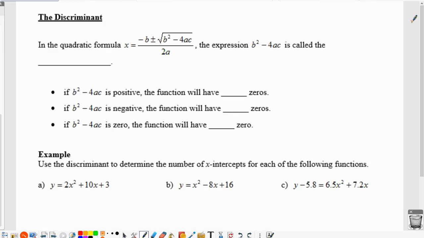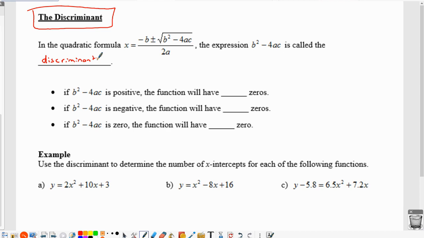All right. The discriminant. In the quadratic formula, x equals negative b plus or minus the square root of b squared minus 4ac. The expression b squared minus 4ac is called the discriminant. It discriminates whether this is going to have 0 zeros, 1 zero, or 2 zeros. And I'm using that word in a good way for once. It's making the decision. It's deciding how many zeros I'm going to have.